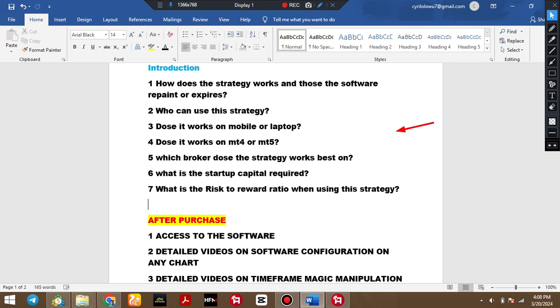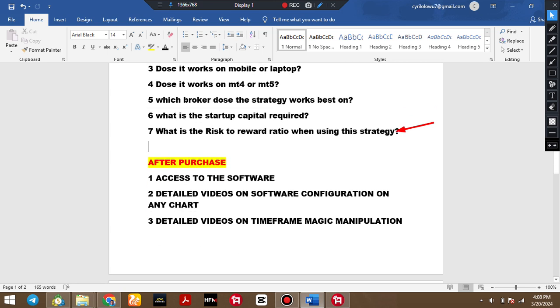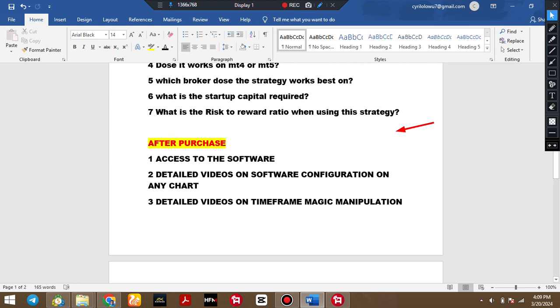After purchase, yes, after purchase, you get the software. I will definitely send you the software and give you a detailed video on the software configuration on any chart, how you configure it. Because if I even give you now, you can't get it the way you see me explaining. So then I have to put you through, tell you the digit you need to change for each software you see there. Detailed videos on time frame, magic manipulation.